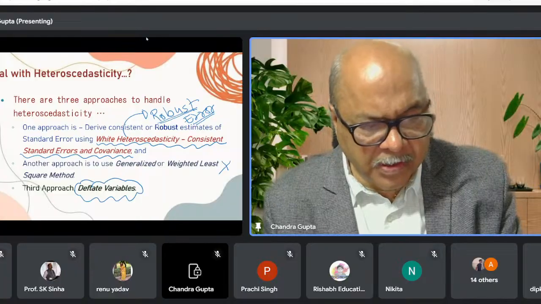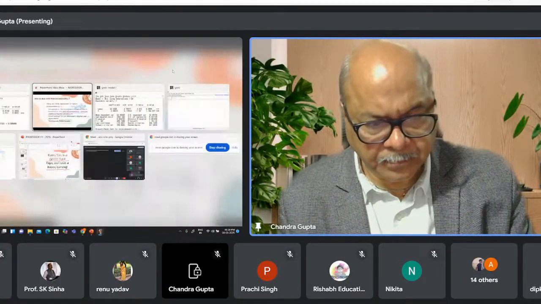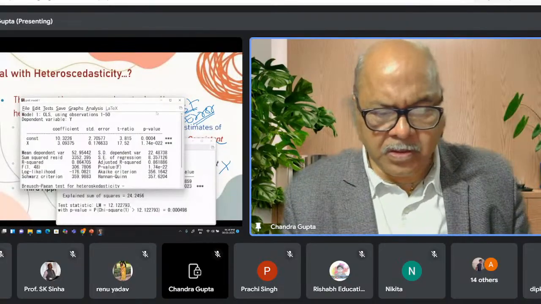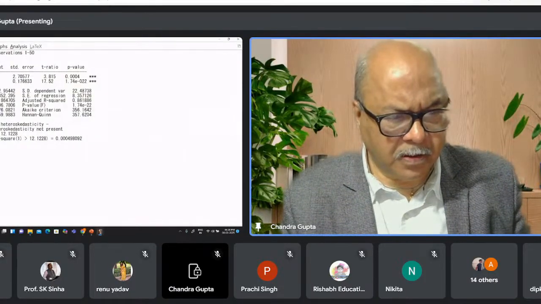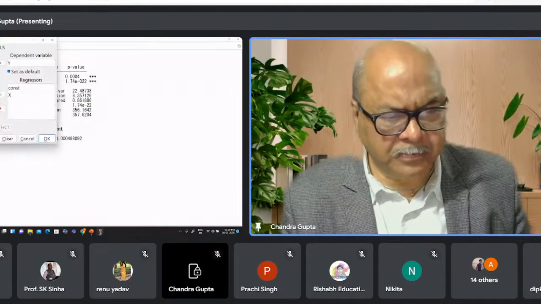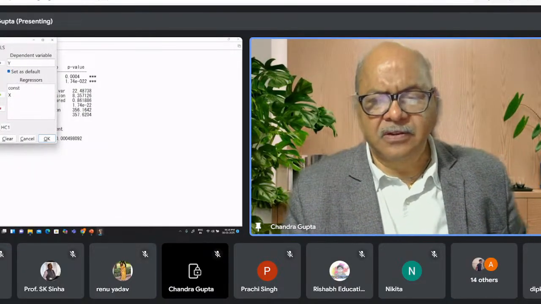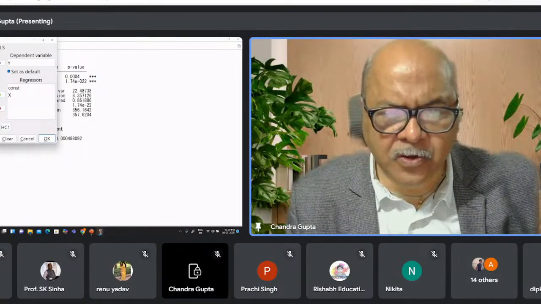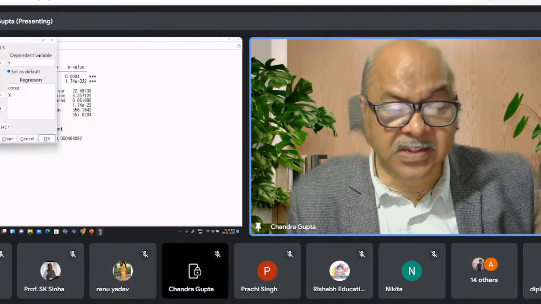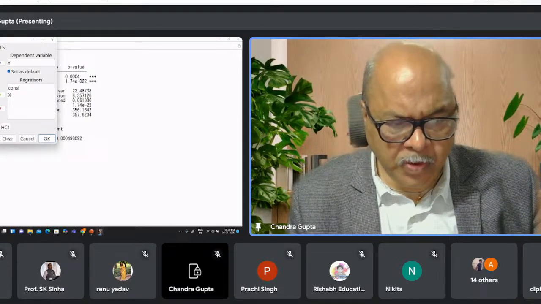How do we do it in Gretl? Simple. This is the model which we have. Edit, modify model. Do you see this robust standard errors? HC1, heteroscedasticity consistent estimate. You say okay.